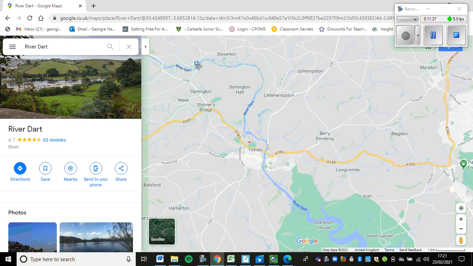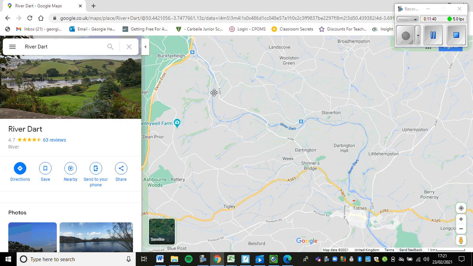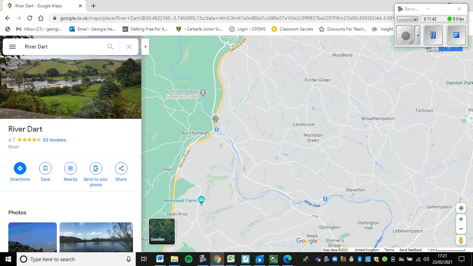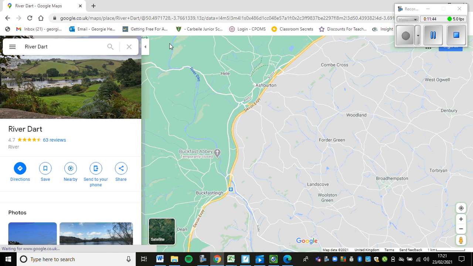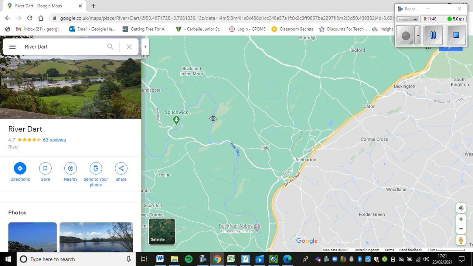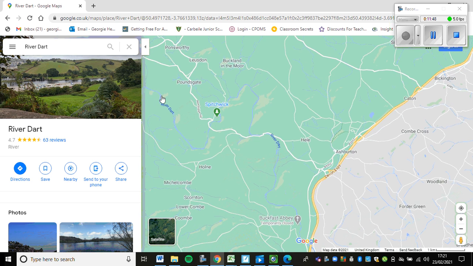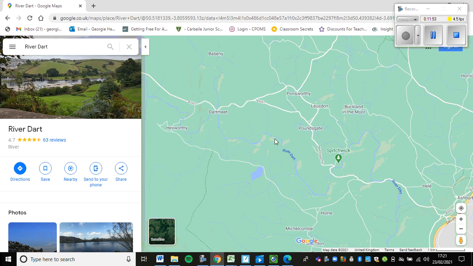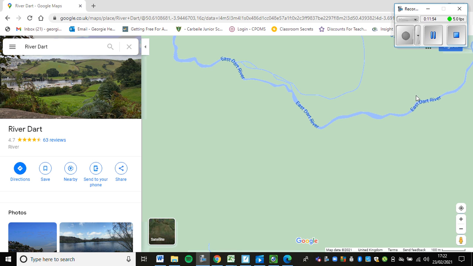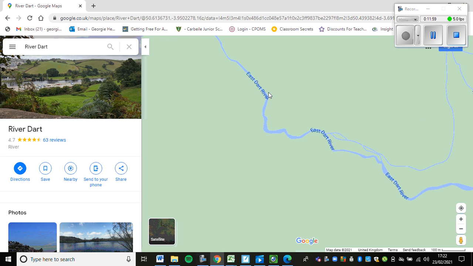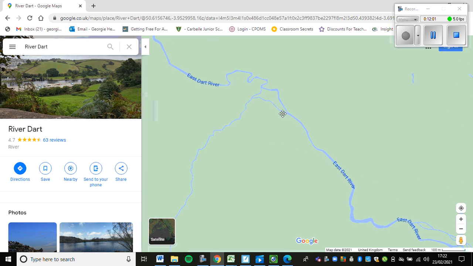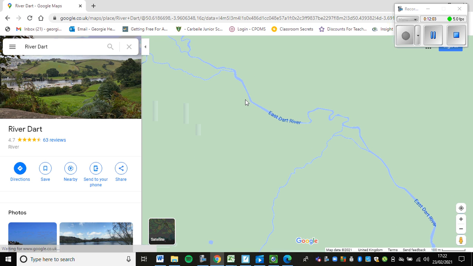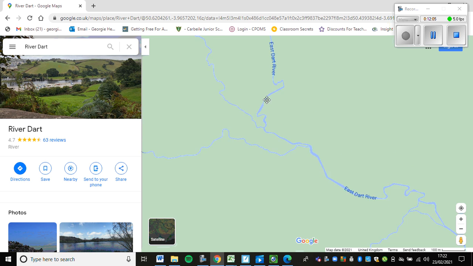and it's going to take me a little while to do this because rivers can go on for quite a long time until we find the source of the River Dart. Okay, I've jumped a little bit because the River Dart splits into two. So I'm going to keep following it, and it will take you a little while. You're going to click and drag until you keep seeing the River Dart.